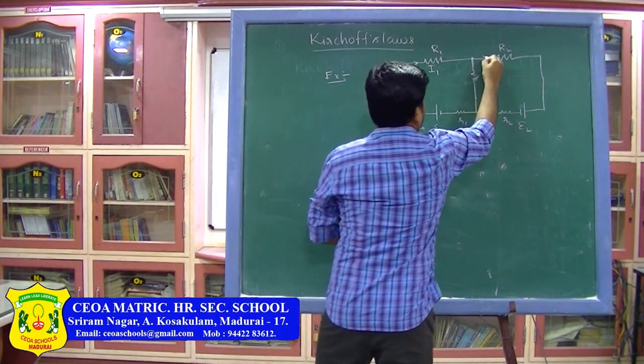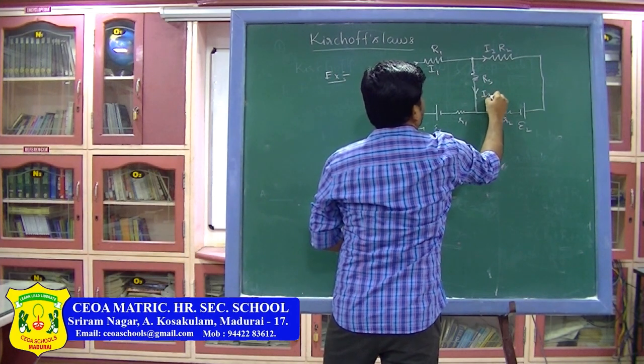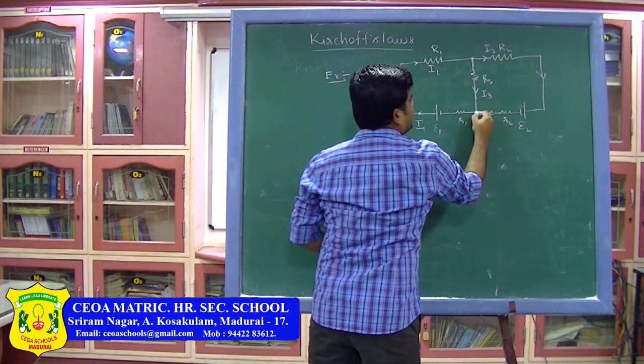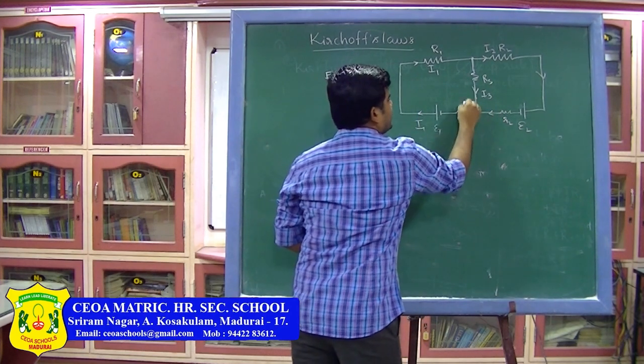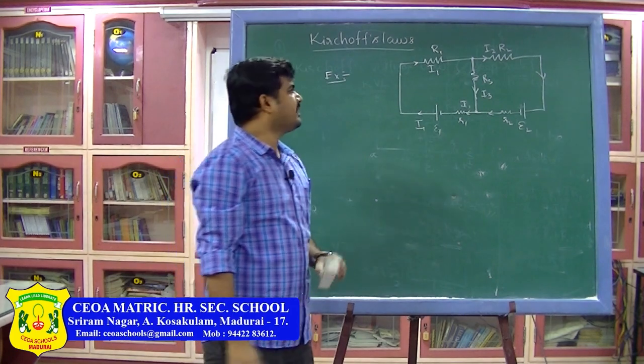So, here the current through R2 is I2 and the current through R3 is I3, and again this current is flowing in this direction. At this junction they will meet again and become I1. So, this is the current direction. Like this, you have to take the current direction first.